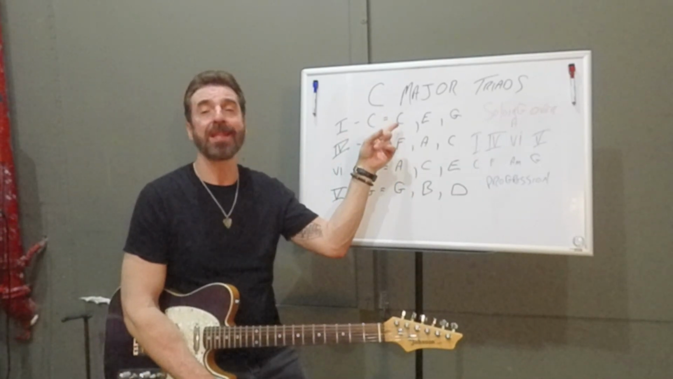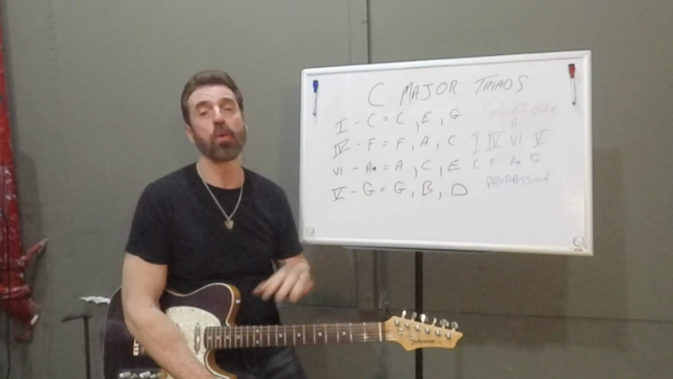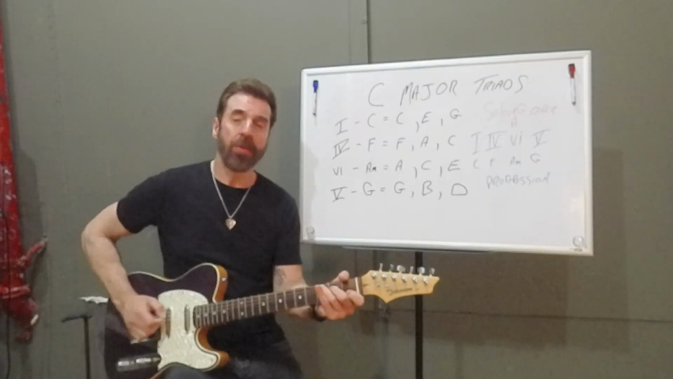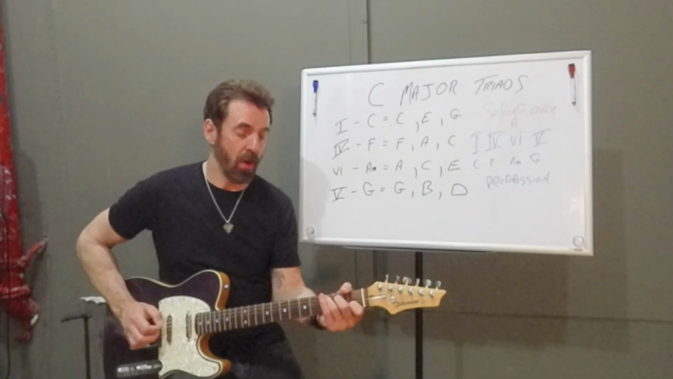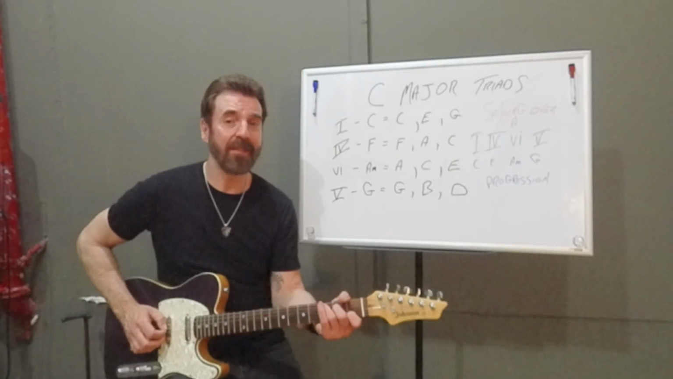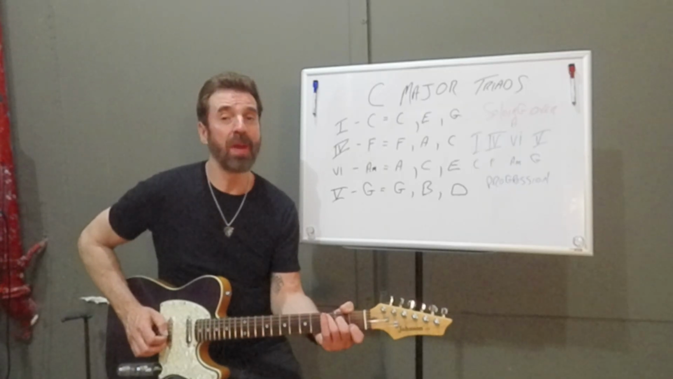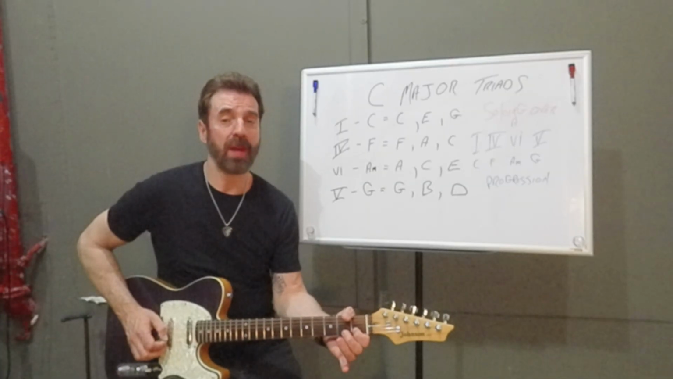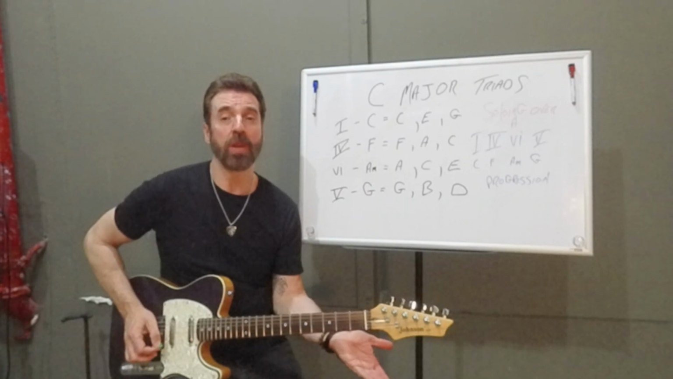So the root in C major is C, the 3rd of the chord is E, and the 5th of the chord is G. So if you're playing a C major chord, on the 5th string with your 3rd finger you have a C. On the 4th string with your 2nd finger, on the D string, you have an E. Then on the 3rd string open you have a G. And then your 1st finger is on the 2nd string, 1st fret, which is another C, and then you have the open E, the 1st string open.